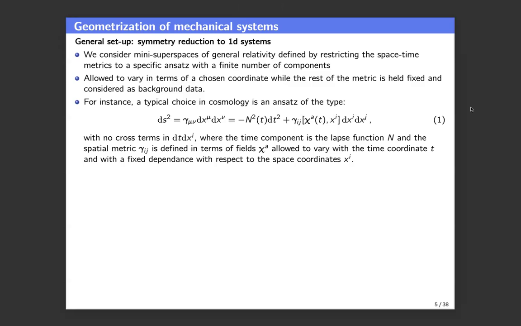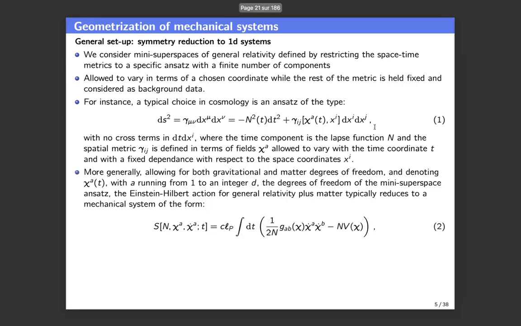So concretely, you start from a metric of this type, okay? And you see that here I have the lapse n, which depends on the time t, and the induced metric gamma ij, which depends on different fields, chi, which depend also on t. And you can have some dependence on x. For example, if you have spherical symmetry, you will have this sine square of theta, okay? But this is fixed.